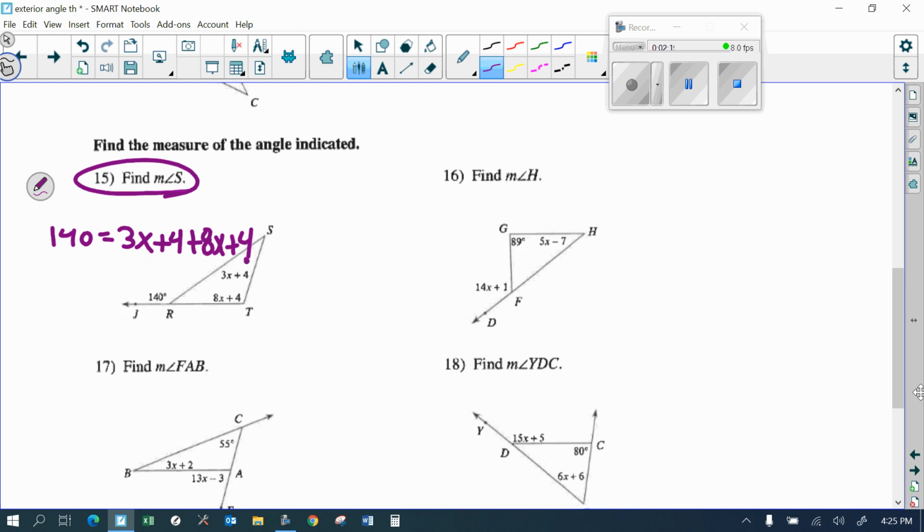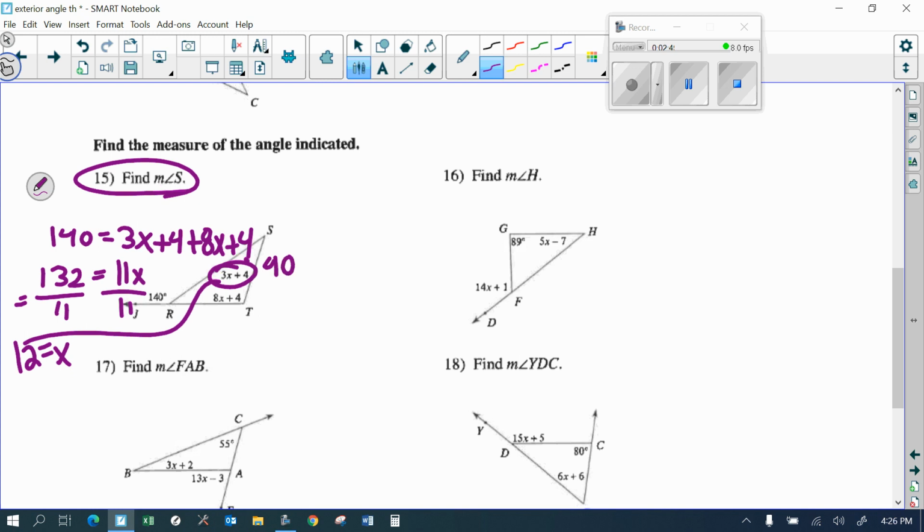The rest is pre-algebra. So we have 11x plus 8 equals 140, minus 8 across, 132. Now you have your times tables from 3rd grade and 4th grade. Divide by 11 and you get 12. So x equals 12. When I go back and read the question, it doesn't just want x, it wants the measure of angle S. So angle S is right here, 3x plus 4. So plug in the 12. 3 times 12 is 36 plus 4 is 40. So that's 40 degrees. Well, if I look right here, this linear pair also is 40 degrees.